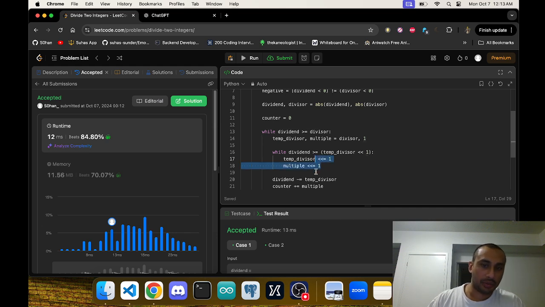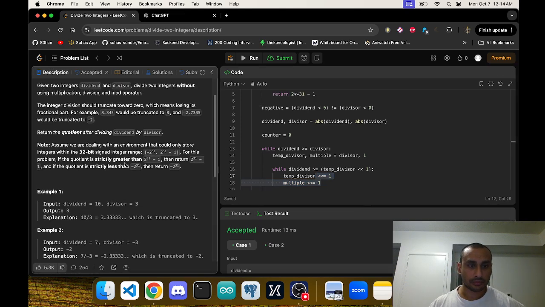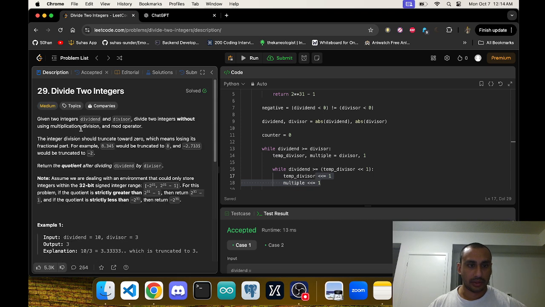And we use the shift bit register. Why do we use shift bit register? Because it's 2 to the power of something. That's how we get doubles. And we do this because we can't use the multiplication operator, division, or mod, right? So this kind of forces us to use this because it's the only other way. So anytime it tells you you can't use your typical arithmetic operators, that's a hint towards using shift bit registers. Okay, so that's, I guess, a rule of thumb.